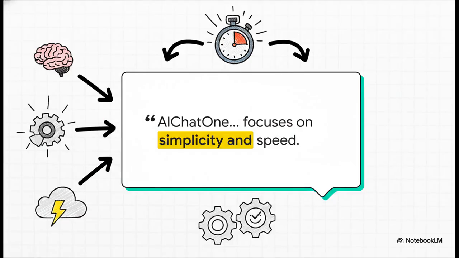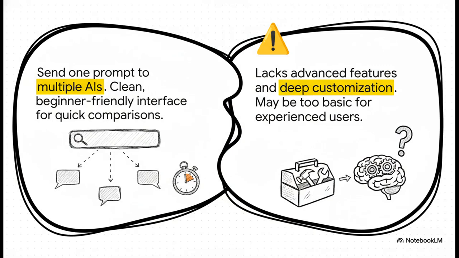All right, next up in this category is a tool called AI Chat One. Its entire reason for being, its whole design philosophy, is built around doing one thing really well: getting you answers from multiple AIs as fast and as simply as humanly possible. Its whole purpose is powerful in its simplicity. Send one prompt, get a bunch of answers back, fast. It's absolutely perfect for those times when you just need to get a quick feel for how different models would tackle the same question. The downside? Well, if you're a power user who's looking for deep customization or a ton of advanced features, you're probably going to find it a little too basic for your needs.